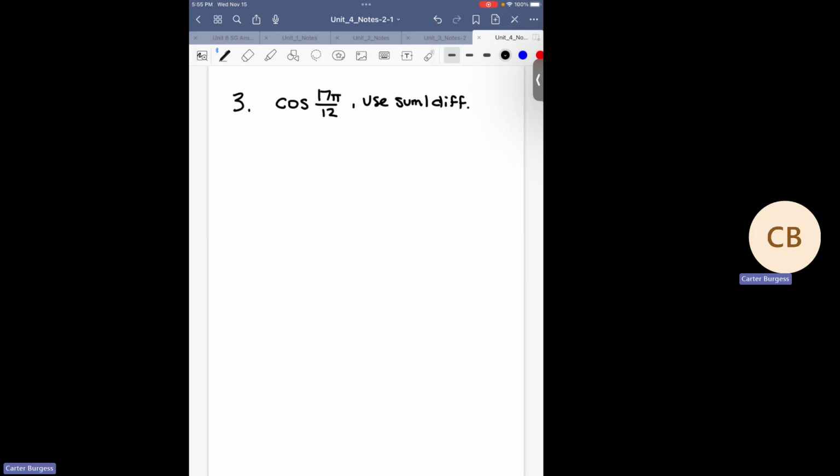So we could try to use half angle here. There wouldn't be anything necessarily wrong with that, but in this case we are specifically being asked to use sum and difference. So let's take a look at how we would do that.